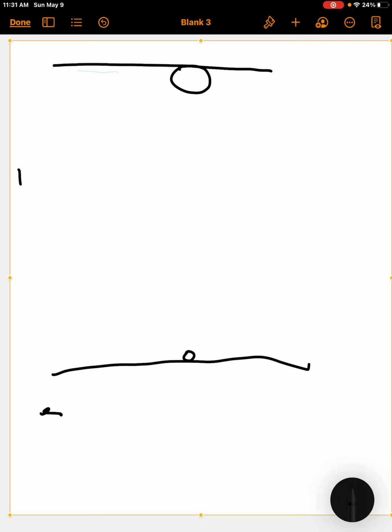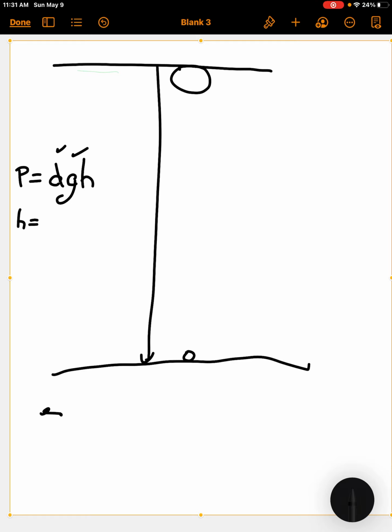So the pressure is given by the density of the water times the gravitational acceleration of the Earth, g, times the height, right? dgh. So they give you the density, you know that one. This is a constant, 9.81 meters per second squared, so you know that one. The key here is that since you want to find the height of the water, which is really the depth of the water, right? There's your h.